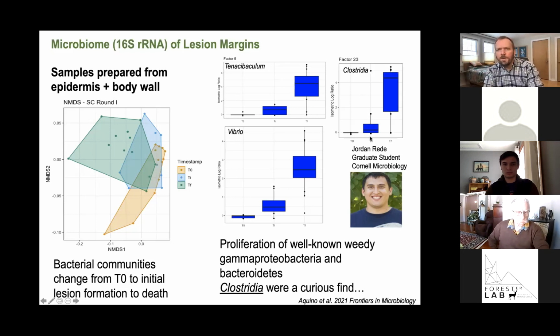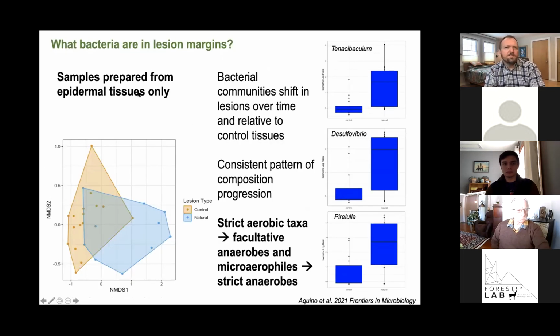Why would you have anaerobic bacteria occurring almost simultaneously, if not a little bit before, in some cases, the formation of lesions? And so we looked at the lesion margins again. We did this in another set of experiments. And essentially what we found was that the bacterial communities, again, had this increase in Tenacibaculum. We also noticed this increase in Desulfovibrio, all right? Desulfovibrio is an obligate anaerobic taxon, and Pirellula is a type of planctomycete, which is a facultative anaerobe. It's actually a microaerophile, so it exists in very, very low oxygen conditions, still needs a little bit there. But we do see this consistent pattern of microbiome progression from strictly aerobic taxa to facultative anaerobes and some types of microaerophiles and strict anaerobes. And so this was kind of the thing that pointed us in the direction of what was going on.